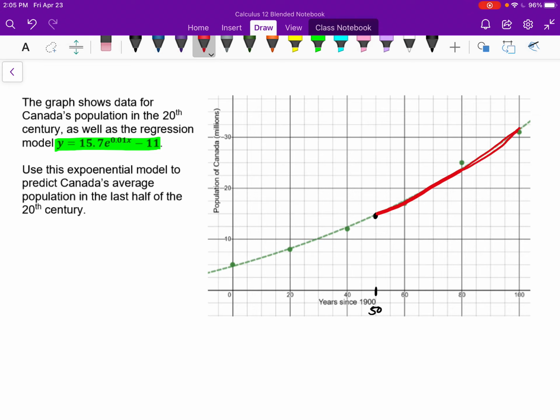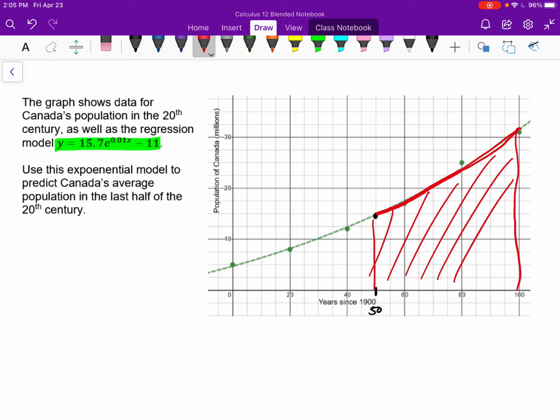So we're going to do the same things as before. We're going to essentially find the area of this whole shaded region, which in itself doesn't really make any sense in this context. If that number represents the total, I'm adding up all the different populations year after year, but that number doesn't really represent anything useful. But then divide by the number of years, 50, and that will tell me something quite straightforward, the average population of Canada in those years.